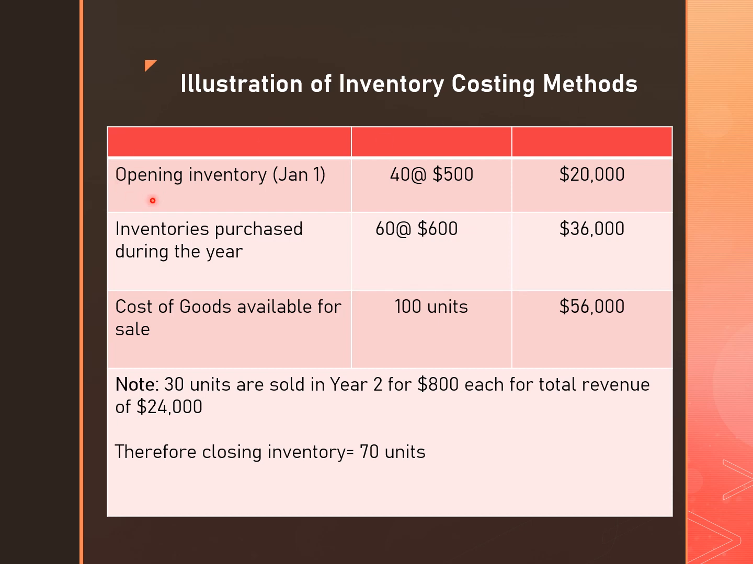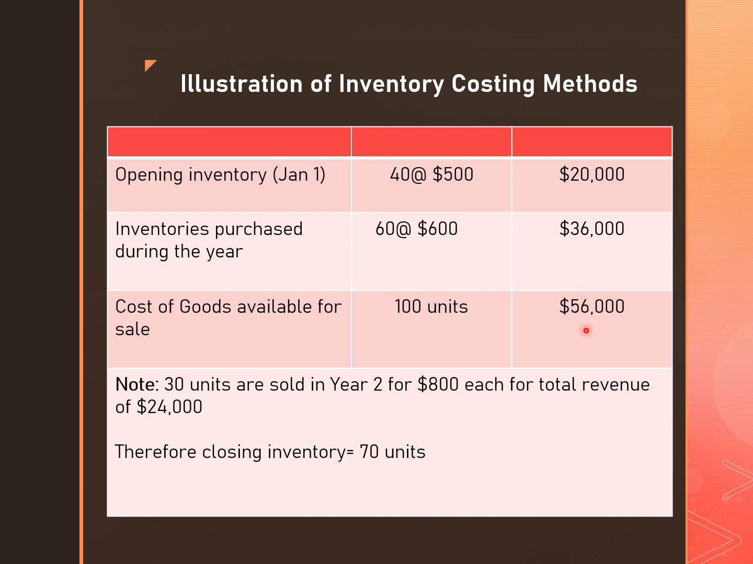So, first one adalah, you ada opening inventory on the January 1st. You ada 40 units dengan nilai satunya $500. So, dapat $20,000 here. And then, inventory purchase during the year, you ada 60. So, 60 times dengan 600. You baru beli, nilai dia baru 600 per unit. So, you dapat 36,000. And then, cost of goods available for sale will become 100 because this 40 tambah dengan this 60. So, dapatlah 100.